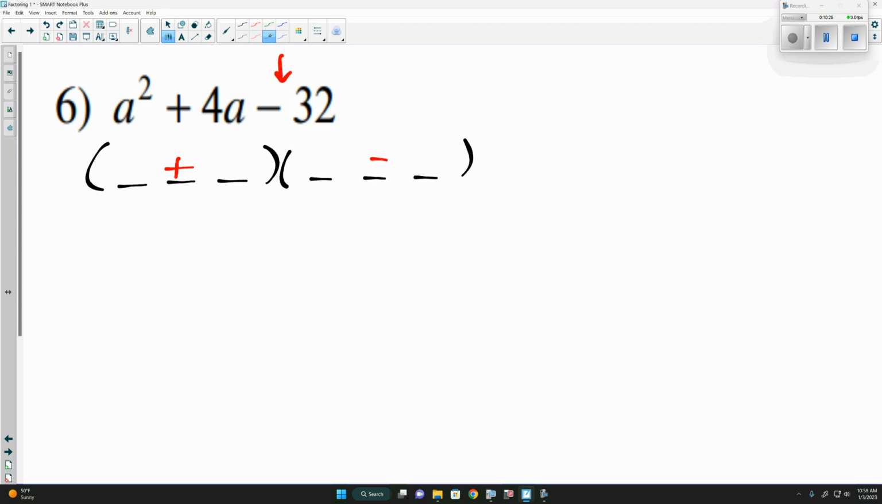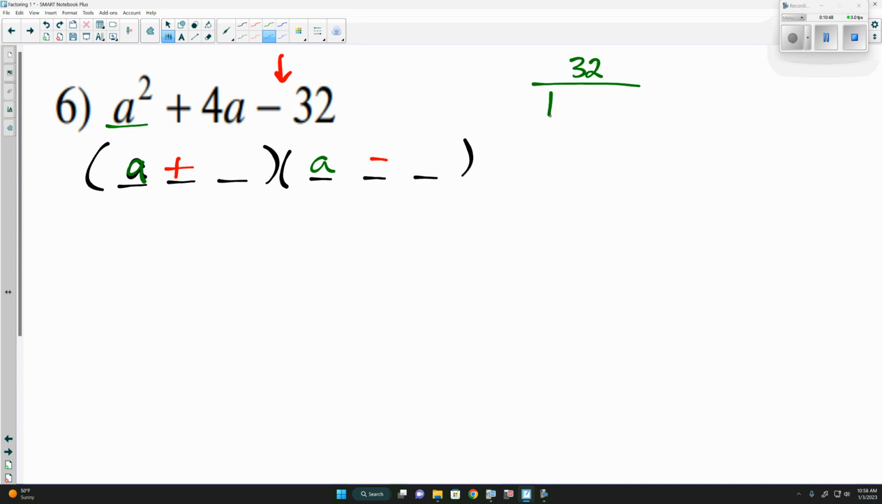Step 4, factors of the first and third term. Factors of the first term, again, are nice because we're looking at the factors of a squared. Well, the only factors are a and a. There's only one set of factors for a squared that will work. Now the factors of 32.